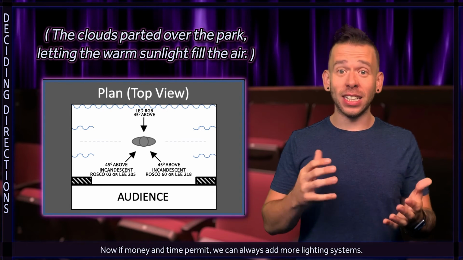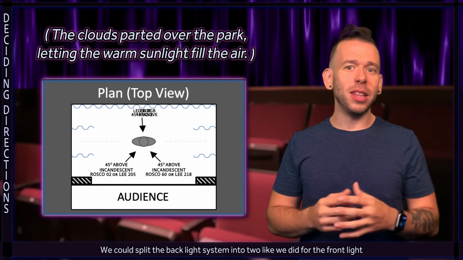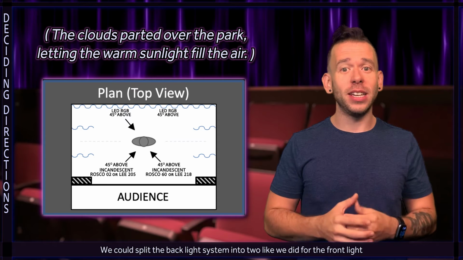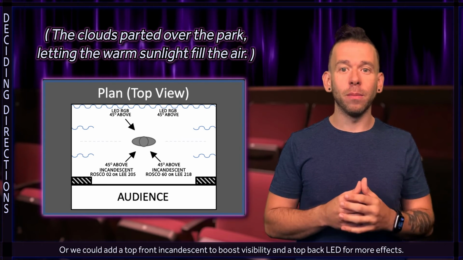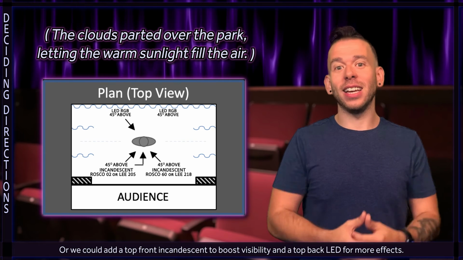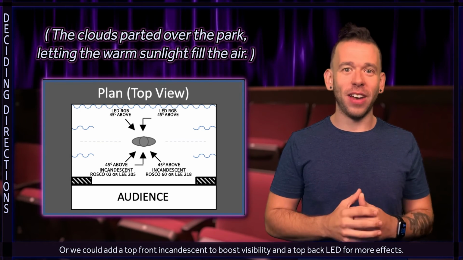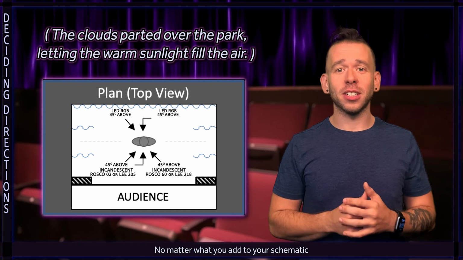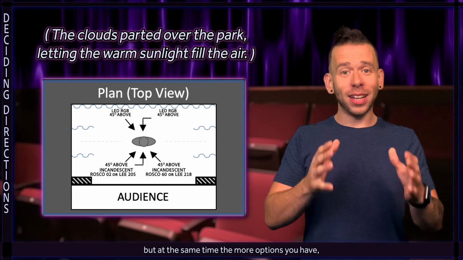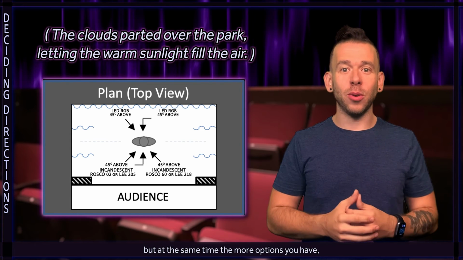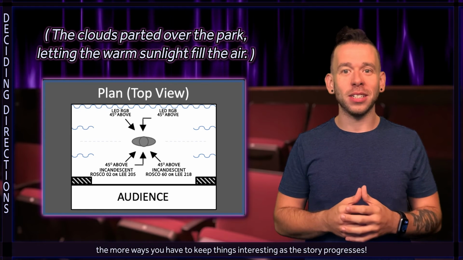Now, if money and time permit, we can always add more lighting systems. We could split the backlight system into two like we did for the front light to create way more dynamic looks from the rear. Or we could add a top front incandescent to boost visibility and a top back LED for more effects. No matter what you add to your schematic, remember you don't have to use all the options at once. But at the same time, the more options you have, the more ways you have to keep things interesting as the story progresses.